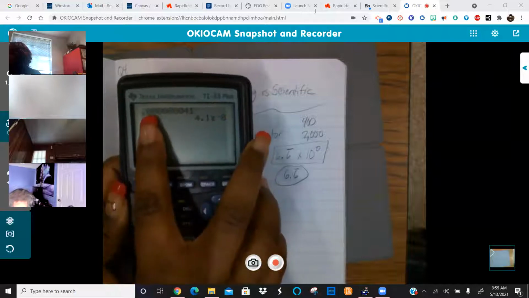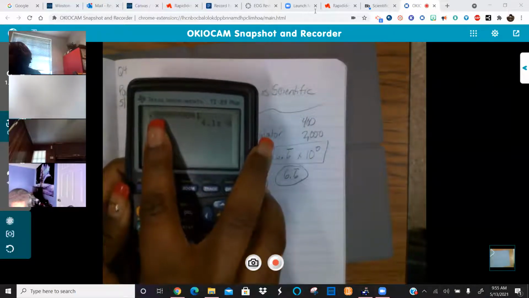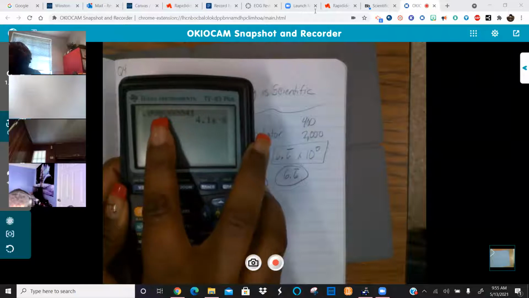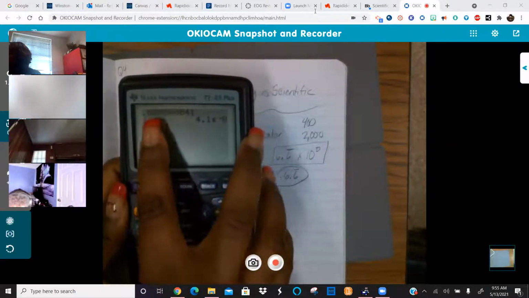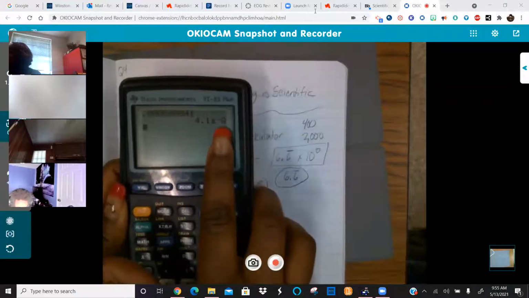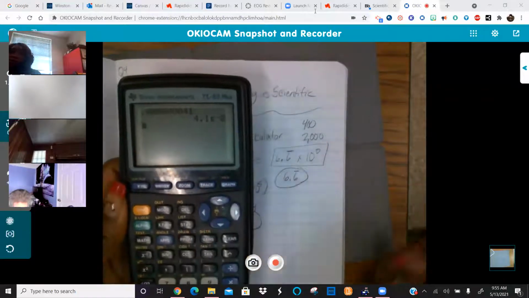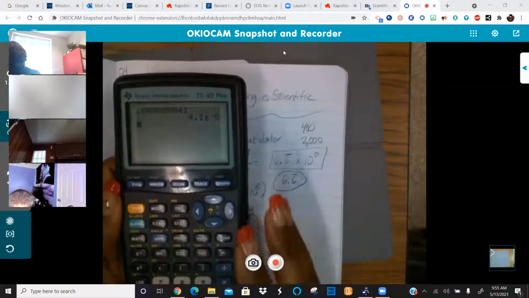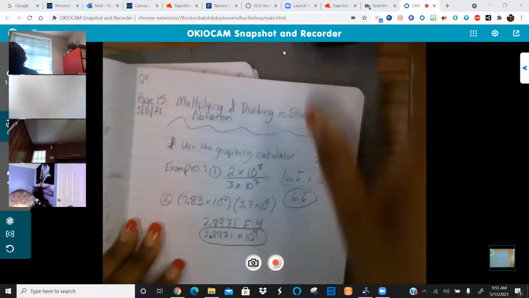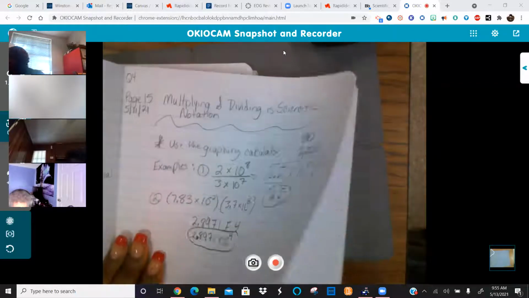And it's a -8 because remember what we said, if the original number, the number in standard form, is less than 1, then guess what? Our exponent is going to be a negative. All right, so now we're going to do page 16.